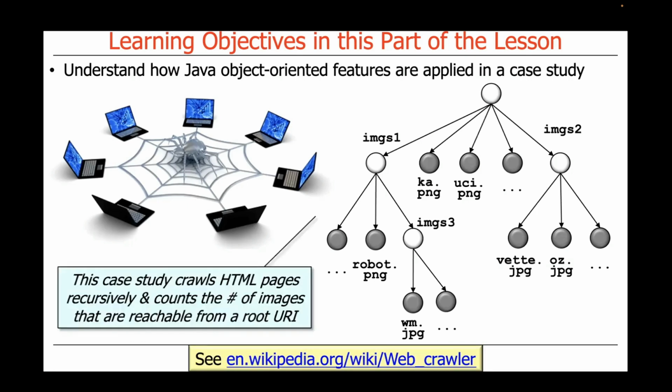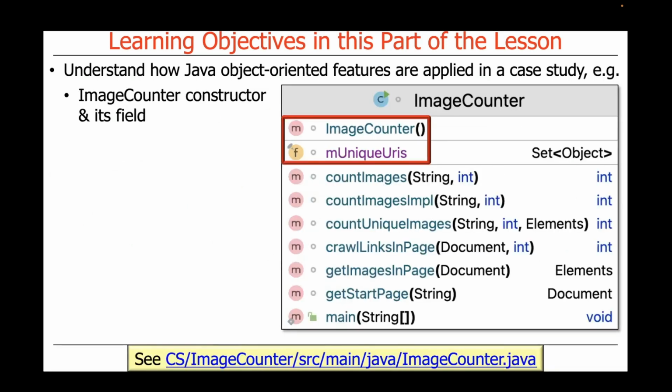You'll see that what this case study does is crawl HTML pages recursively starting at some root, and then count the number of images that are reachable from that root. So we'll give it a URI, and it'll crawl the pages and count the number of images that it finds there. We're going to start in this first lesson by talking about the constructor for the image counter class and its mUnique IDs field.